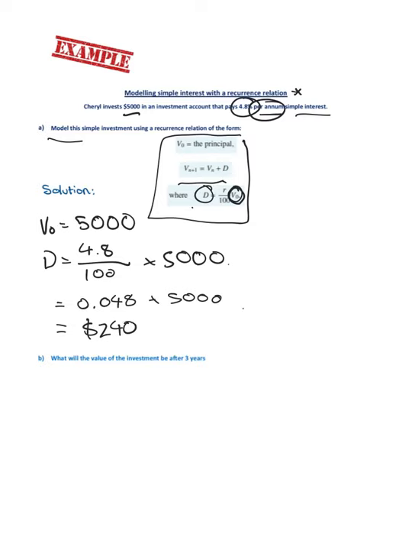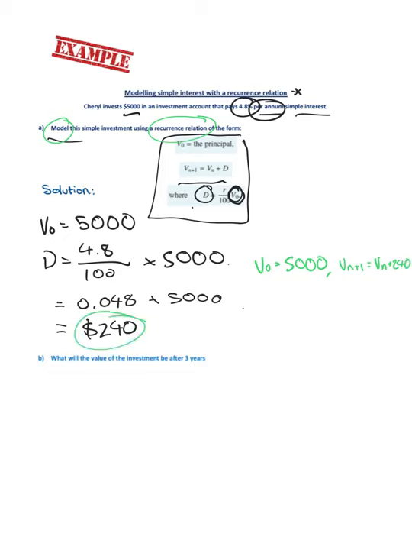That is not our final answer. We need to write it in the form, so model it as a recurrence relation. So remember, V0 is equal to 5,000, Vn+1 equals Vn plus 240 from down here. And that's how we model it.